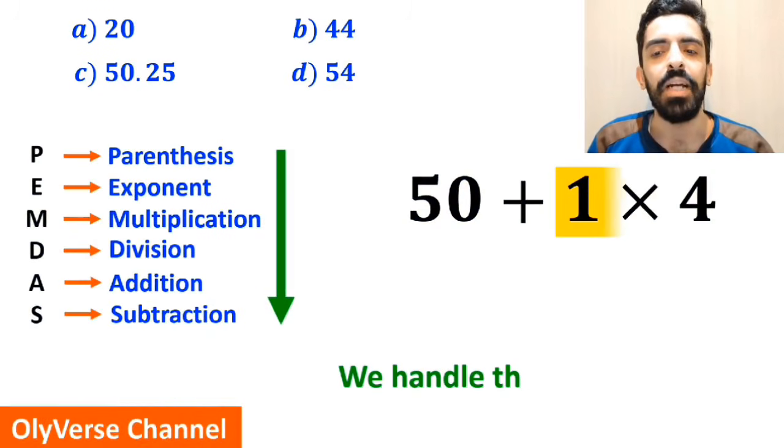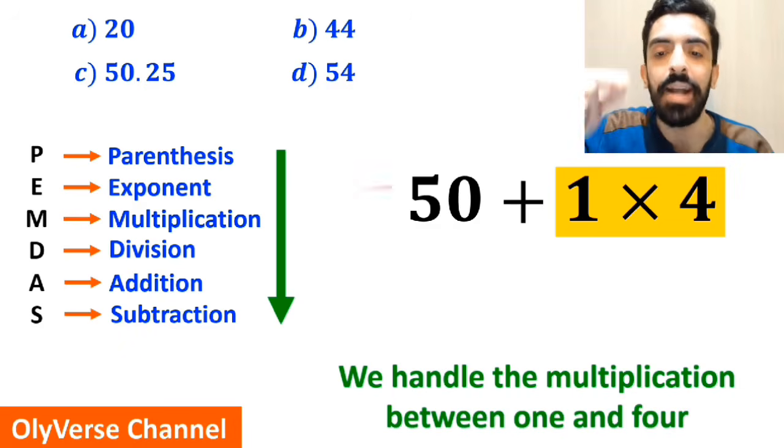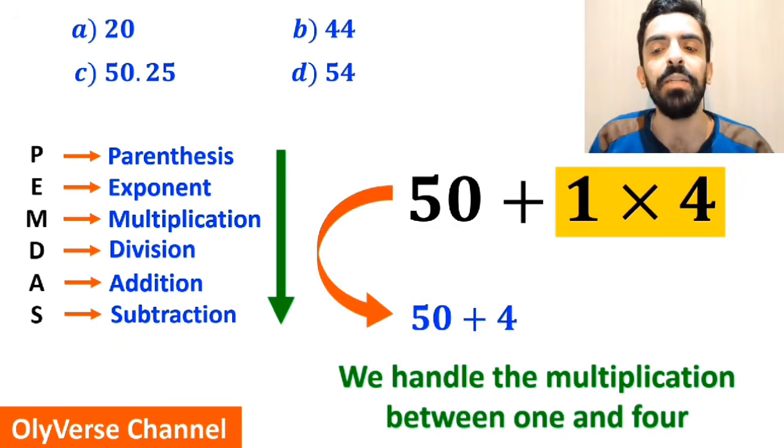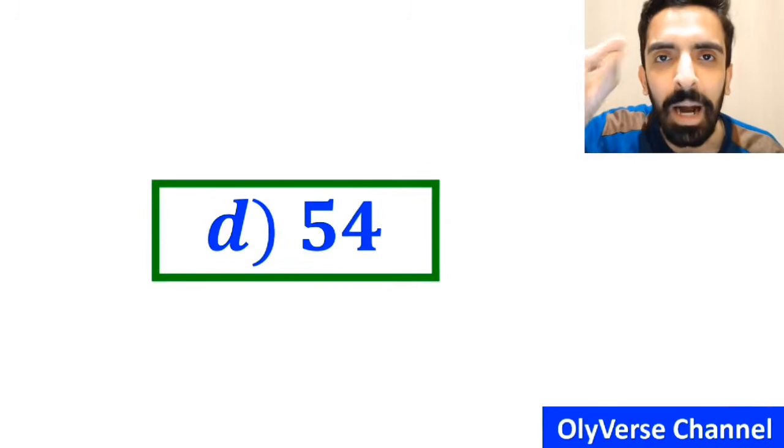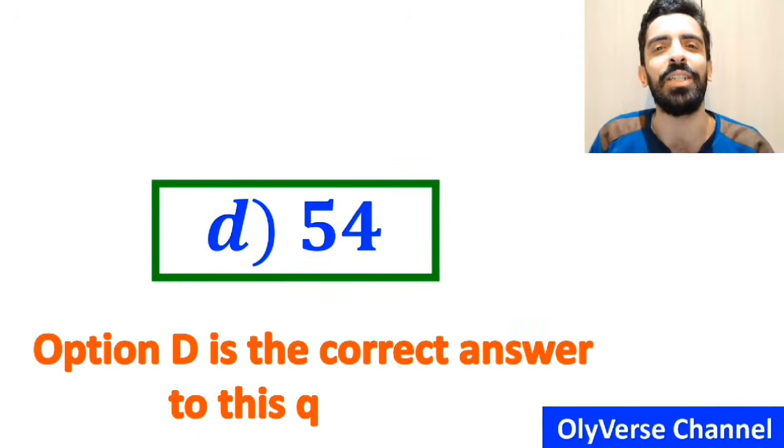And the final step, we handle the multiplication between 1 and 4, and this expression simplifies to 50 plus 4, which finally gives us the answer 54. That's great. Option D is the correct answer to this question.